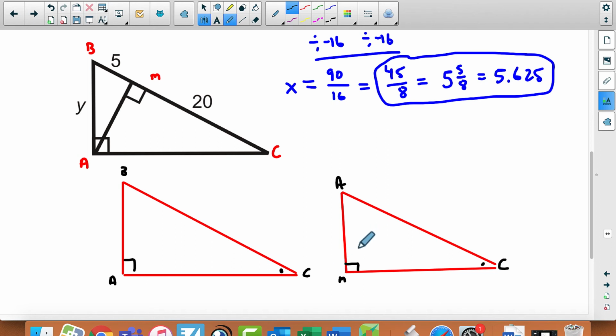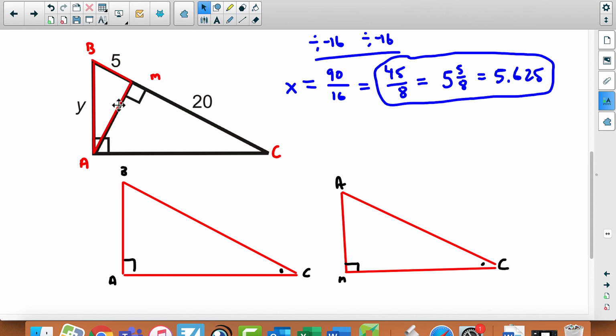They're different sizes, but they both have the same angle, the right angle here, and this angle C here. So this angle B and A have to be the same in order for the angles to add up to 180 in both triangles. Okay, the last triangle we'll look at is the small one up here.